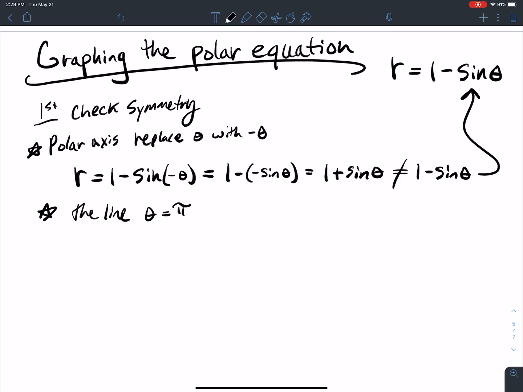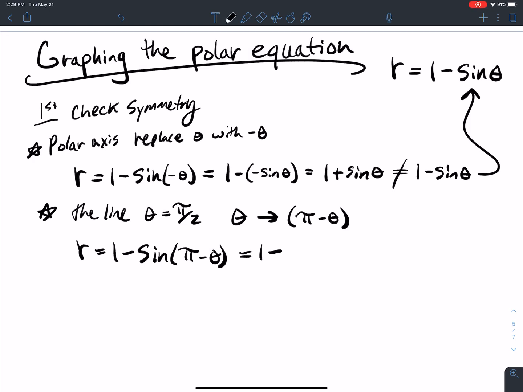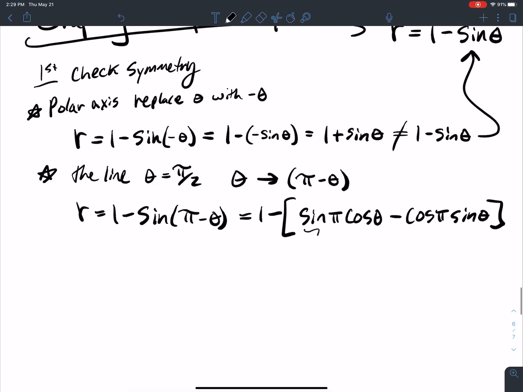Now, the next one I'm going to try is the line theta equals pi over 2. I do this by taking theta and replacing it with pi minus theta. So r equals 1 minus sine of pi minus theta. This is the difference identity for sine. So this becomes 1 minus, in parentheses, sine pi cosine theta minus cosine pi sine theta.